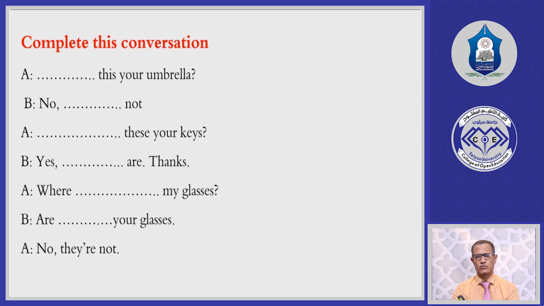So we have to use a verb to be here, which will be, "Is this your umbrella?" Okay, so B will say, since "this" is singular, you have to say, "No, it's not." Then try to complete this conversation using the suitable words in these spaces, that means the best structures that can be used in these spaces. You have to be careful about using those grammatical rules that we have explained before.